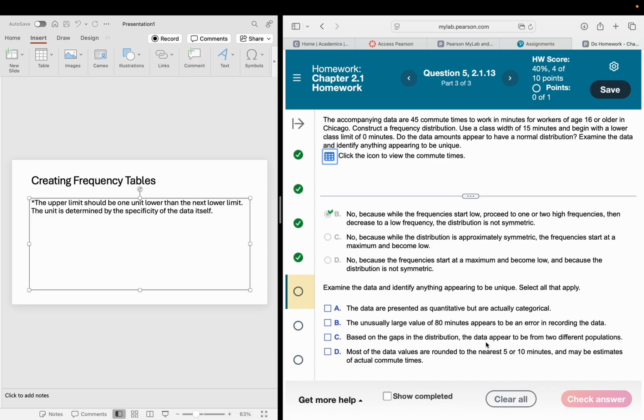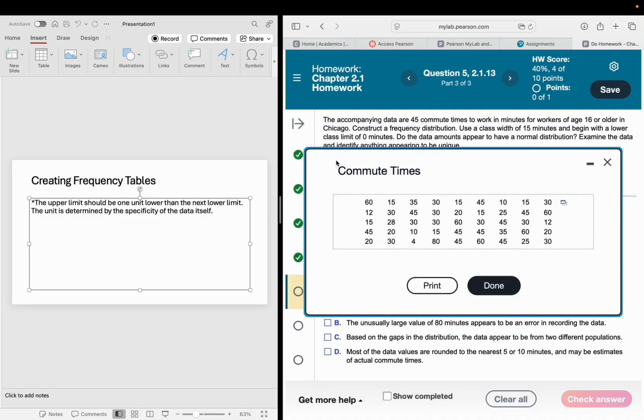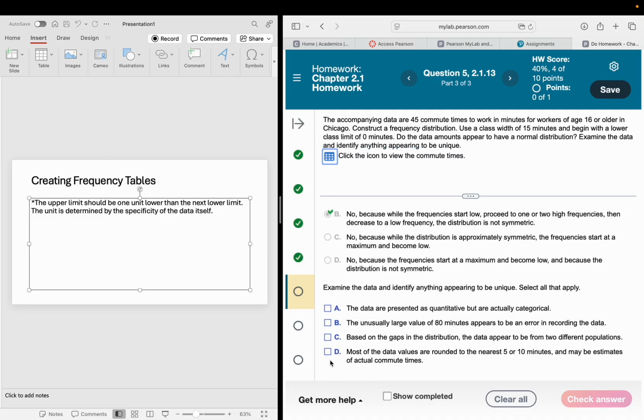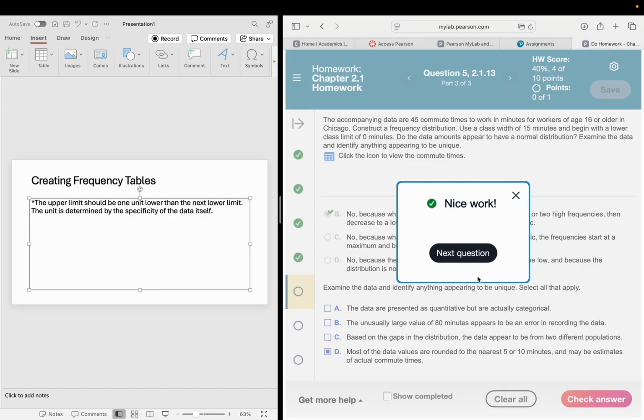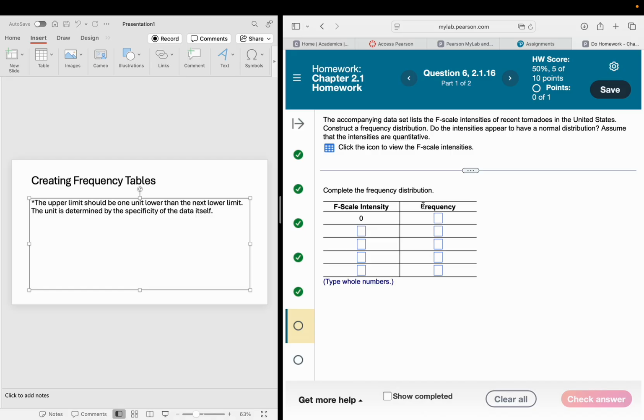Well, no, because I just said there were no gaps. Finally, most of the data are rounded to 5 or 10 minutes, so maybe they're estimates. And if I look at that, that actually appears true, and that kind of makes sense, because usually when we say how long it takes us to get to work, we don't say, oh, it takes me 37 minutes. No, we'll just say it takes me 30 minutes or 40 minutes or maybe 35 minutes. But usually we don't say the exact amount. So it looks like that was the true statement there.